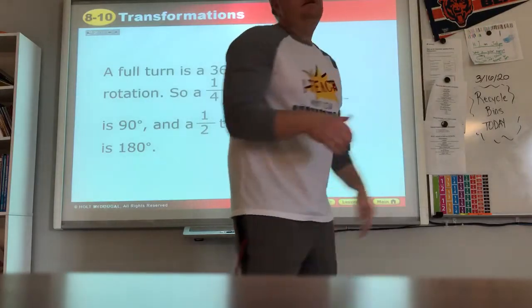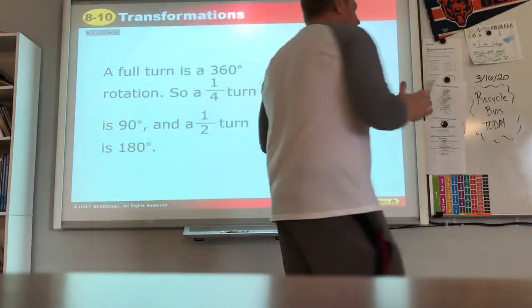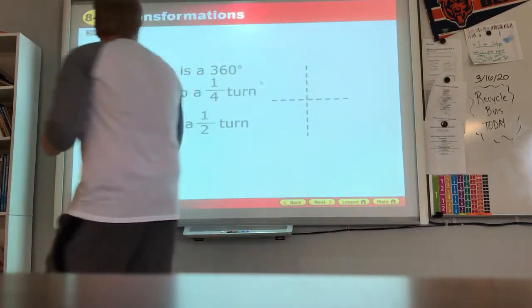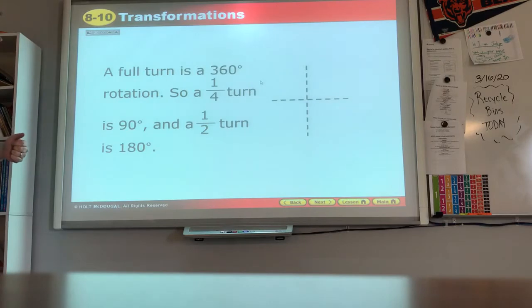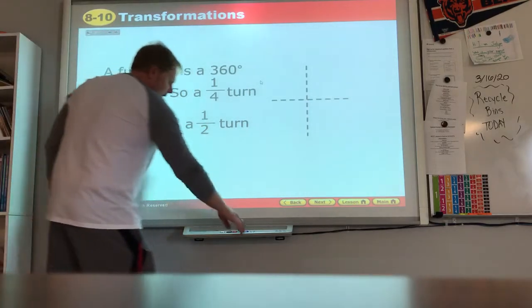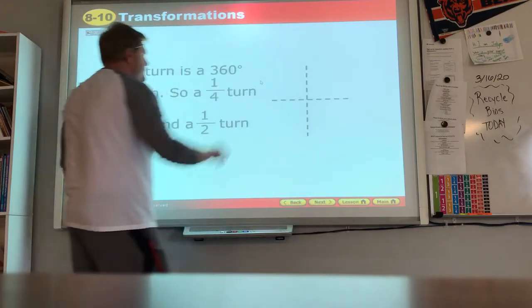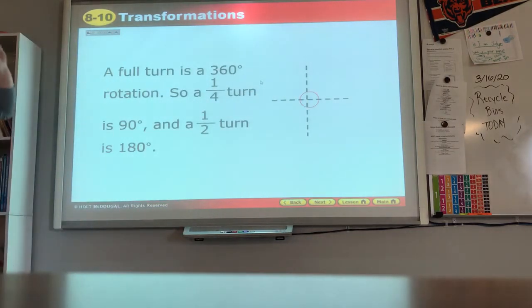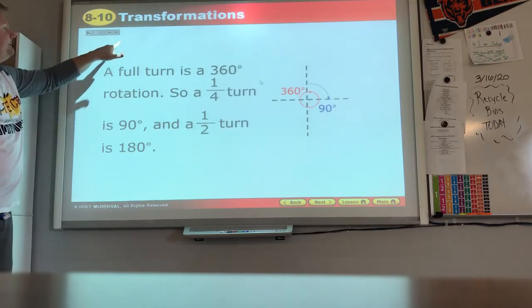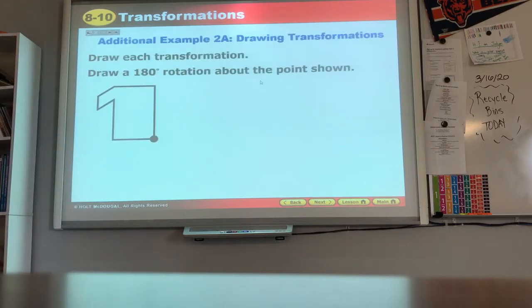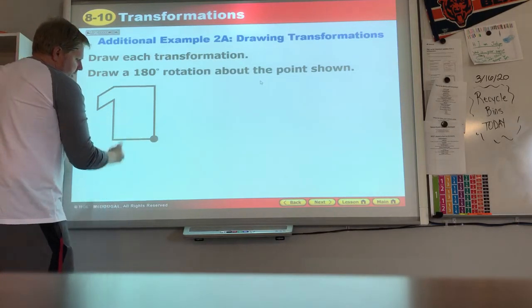And then 3/4 of a turn is 270 degrees. Because a whole circle is 360. So, if we have an item that starts here and it goes to here, that's 90, 180, 270, and back to the 360. All right. Okay, 90, 180. Now, draw each transformation at a 180 degree rotation. So we're going to take each thing and move it 180 degrees.